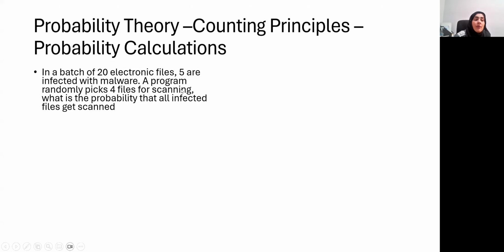Consider this example here. In a batch of 20 electronic files, 5 are infected with malware. A program randomly picks 4 files for scanning. What is the probability that all infected files get scanned, or got picked? So here we need to find out the probability.